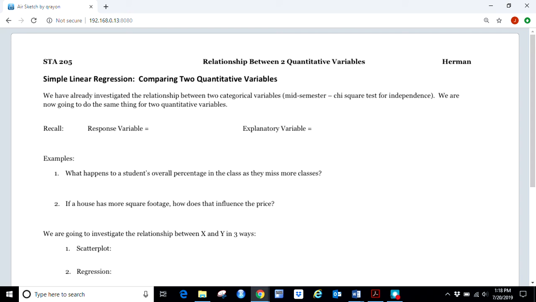So let's go back and remember first just what a response variable and an explanatory variable are. So the response variable is generally the outcome of interest, the one that we really care about. Whereas the explanatory variable is thought to partially explain this response variable.